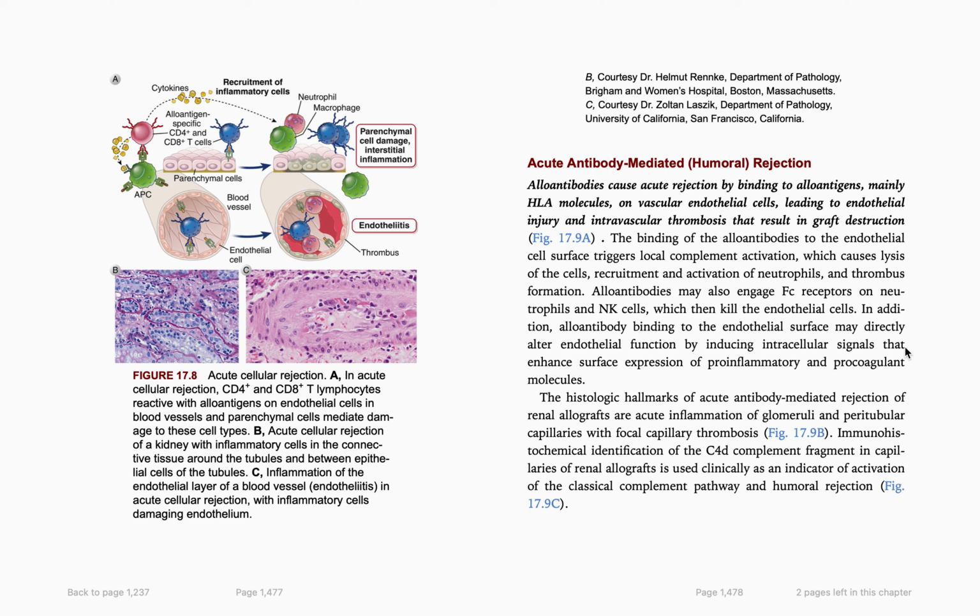The histologic hallmark of acute antibody-mediated rejection of renal allograft is acute inflammation of glomerular and peritubular capillaries with focal capillary thrombosis. Immunohistochemical identification of C4d complement fragment in capillaries of renal allograft is used clinically as an indicator of activation of the classical complement pathway and humoral rejection.